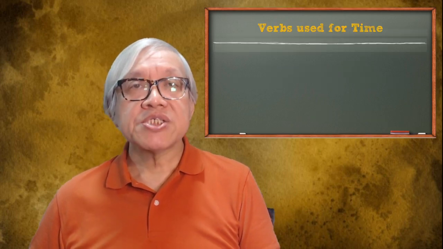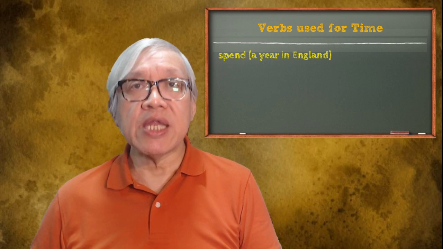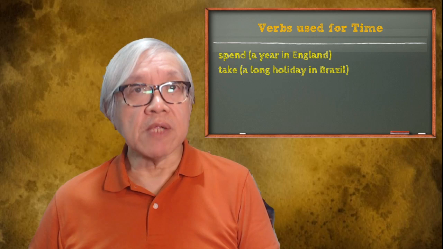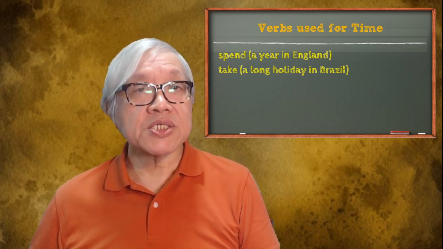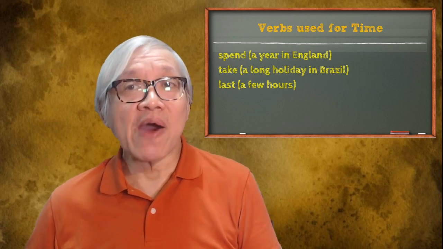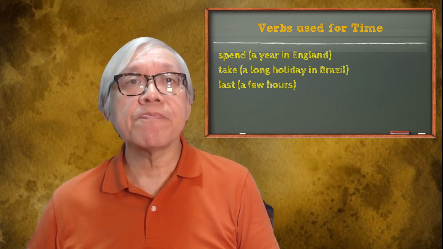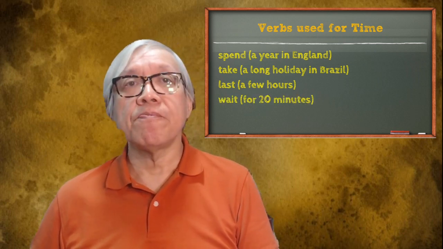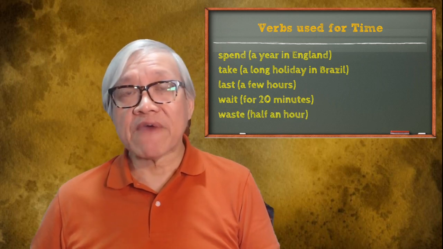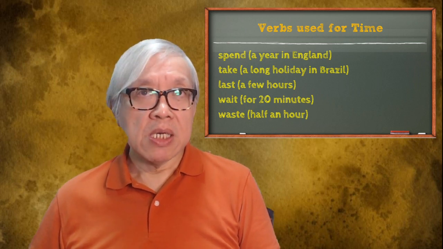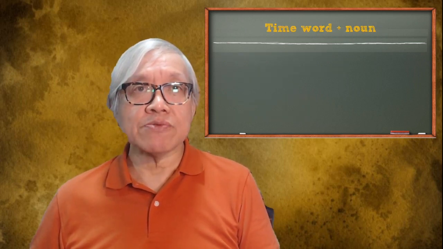Here are some verbs that are commonly used for time. Spend time. So you spend a year in England. You take time. You take a long holiday in Brazil. So you talk about something lasting a few hours. Okay, maybe dinner lasts a few hours. Your suntan lasts a few months. Wait. So you have wait time. So you wait for 20 minutes. You wait for half an hour. You waste time. You waste half an hour. You waste half a day. You just waste time.